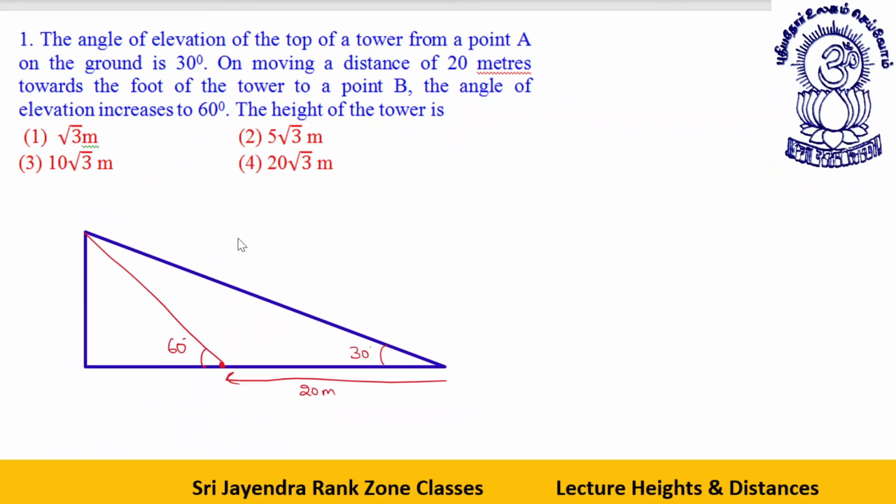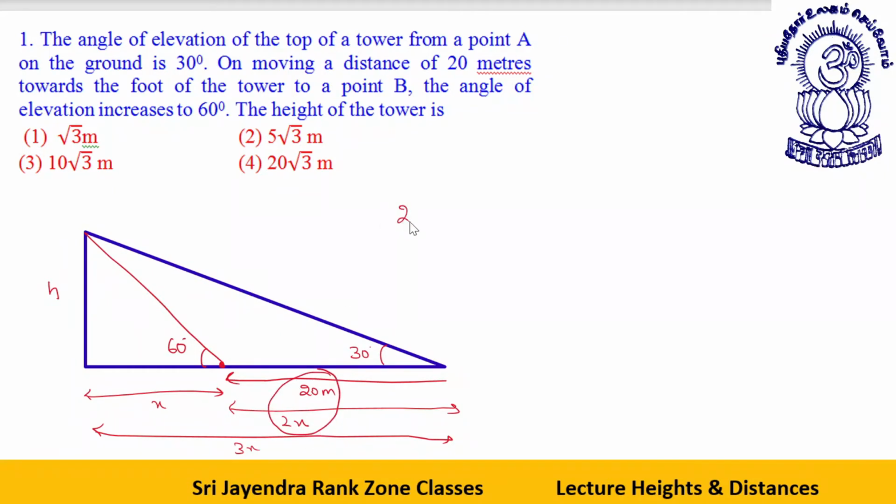The angle of elevation increases to 60. This is the height of the tower. I told you, if this is x, this becomes √3x. X, √3x. Okay, x and 3x. So automatically, this portion becomes how much? This portion becomes 2x. So this 2x is equal to 20. X becomes 10 and this h is always root 3 x, root 3 into 10, that is 10 root 3. Okay, fine.